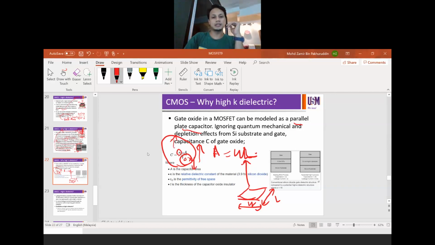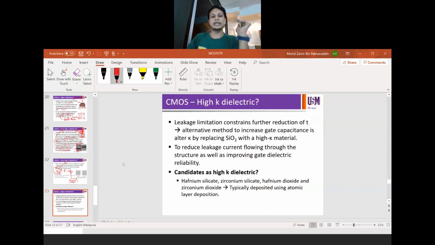Right, so that's why we need to go for high K dielectric to be able to increase the gate capacitance, and maybe we can tolerate a little bit more on the gate aux thickness so that we can maintain the device performance. In fact, we can improve the device performance. Okay. Leakage limitation constraints further reduction of T, here is T aux, right? Kalau you boleh increase the K value and you can reduce the T aux thickness, so your capacitance will even increase higher than expected, right?